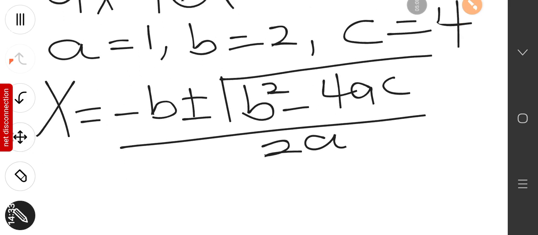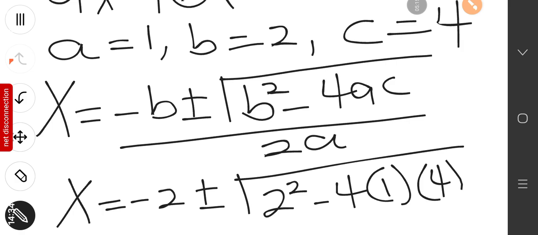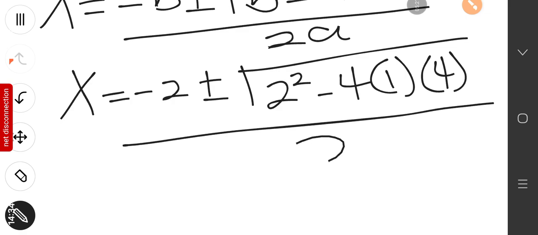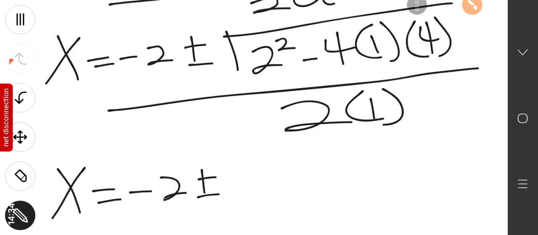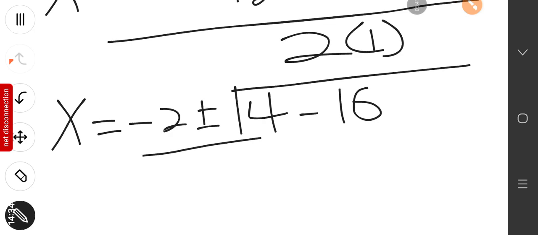So you're going to have x equals minus 2 plus or minus the square root of 2 squared minus 4 times 1 times 4, which is c, all over 2 times 1, since a is 1. So you're going to have x equals minus 2 plus or minus, 2 squared is 4, minus 4 times 1 times 4 is 16, all over 2.